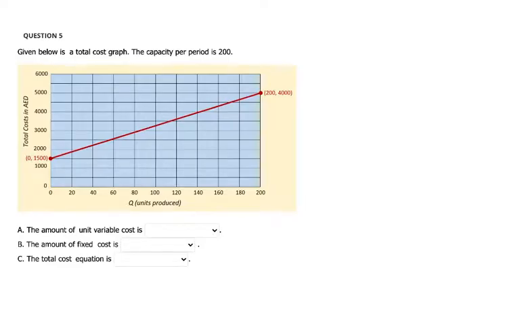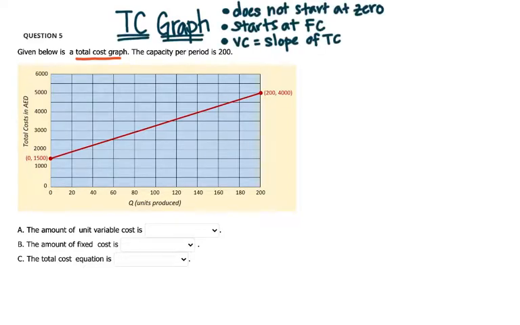Okay, looking at this graph, it says it's a cost graph, but we should be able to know just by looking at it, even if it didn't say that. Why? Because the total cost graph always starts at the fixed cost. It doesn't start at 0. And the variable cost equals the slope of the total cost graph. So let's look at their first question, question A. They're asking, what is the variable cost?